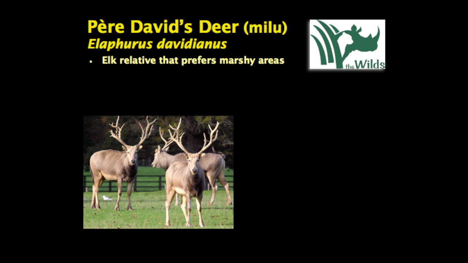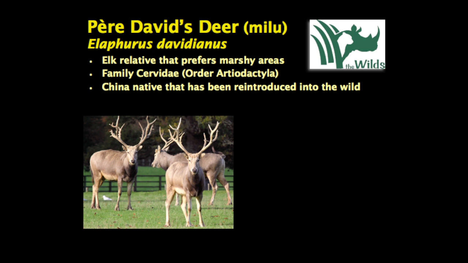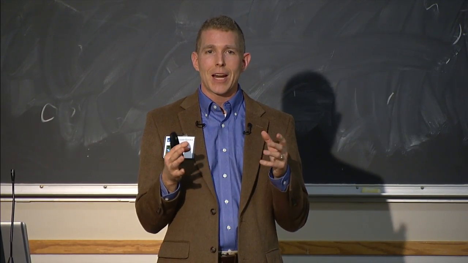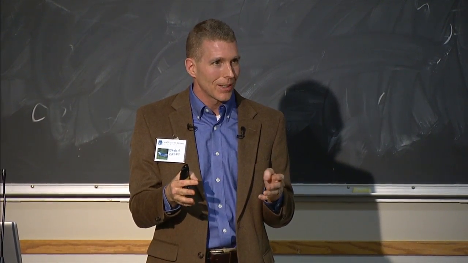It turns out it's a close relative of elk, very close relative, that prefers marshy areas. They're kind of funny looking. They're in the same family as deer, family Cervidae, so it's not like their own family. What's neat about these is that they are China natives that were reintroduced into the wild after they went extinct. And it's a cool story. They were basically hunted to extinction, and the only person that had a herd of them was a Chinese emperor.